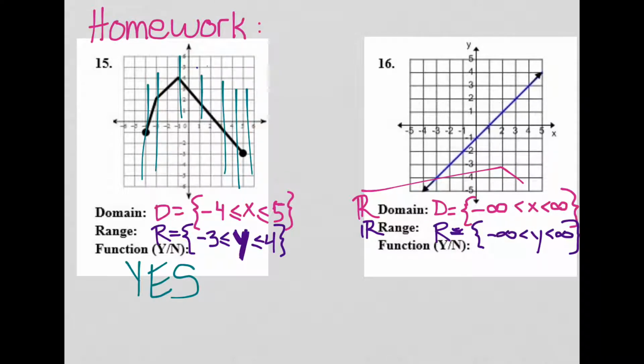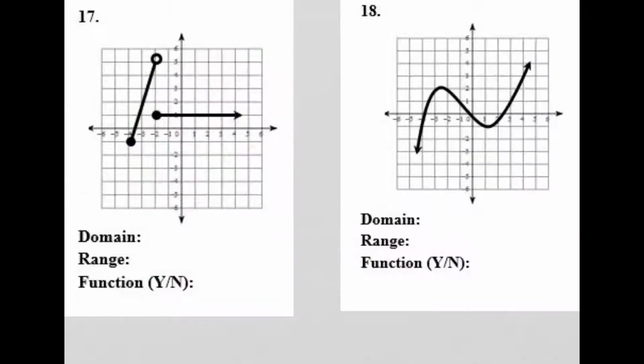Is it a function? Yes. That passes the vertical line test with flying colors. Woo, we're getting near the end.